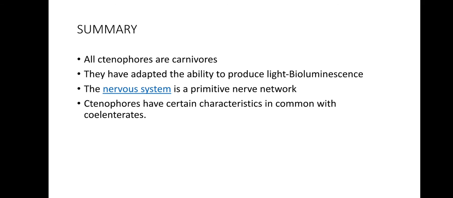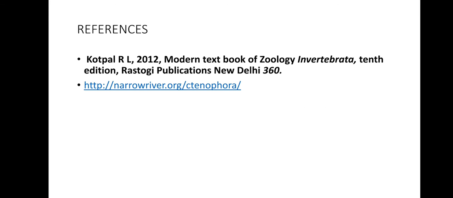So that is all for today. To summarize, all ctenophores are carnivores. They have adapted the ability of bioluminescence. The nervous system is nerve net type, and they have certain features similar to radiata as well as bilateria. So they are put in the separate minor phylum called Ctenophora. So these are my references for today's class.